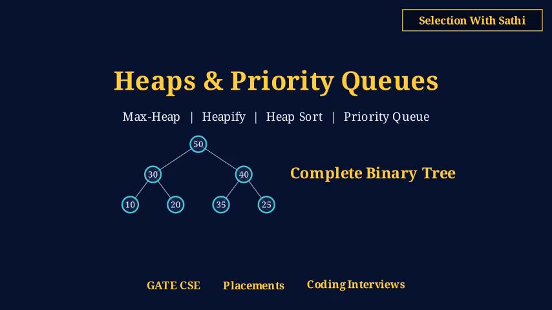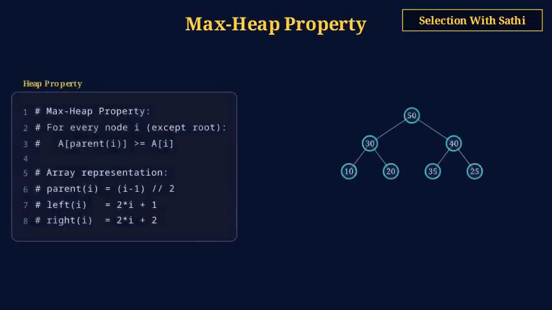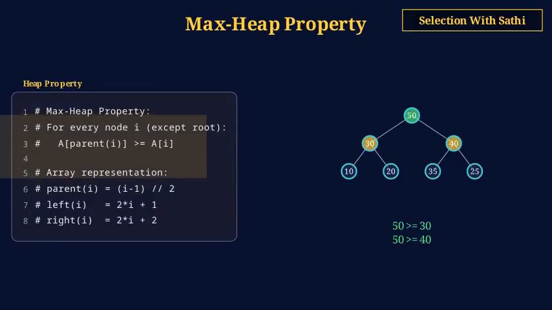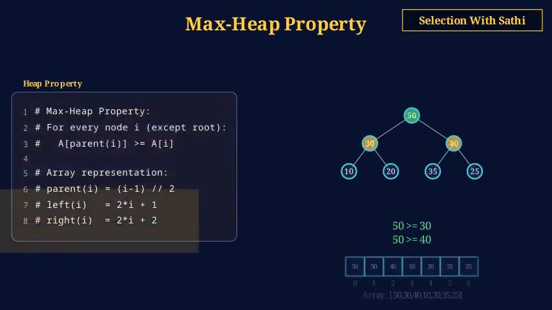Let us begin. Let us start with the Max-Heap property. A heap is a complete binary tree stored compactly in an array. Look at lines 3 to 5. The parent of index i is (i minus 1) divided by 2. The left child is 2i plus 1, right child is 2i plus 2.